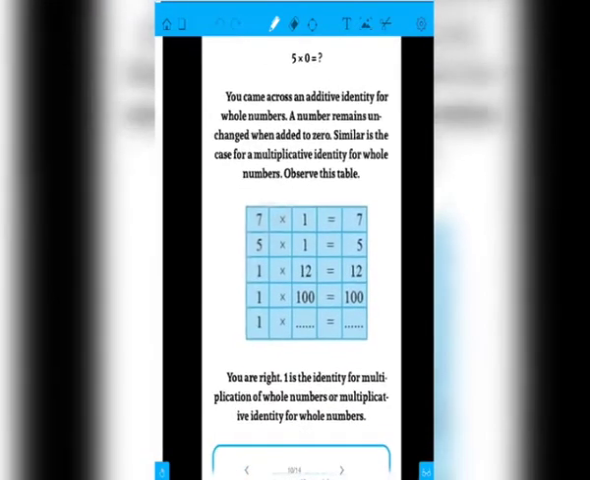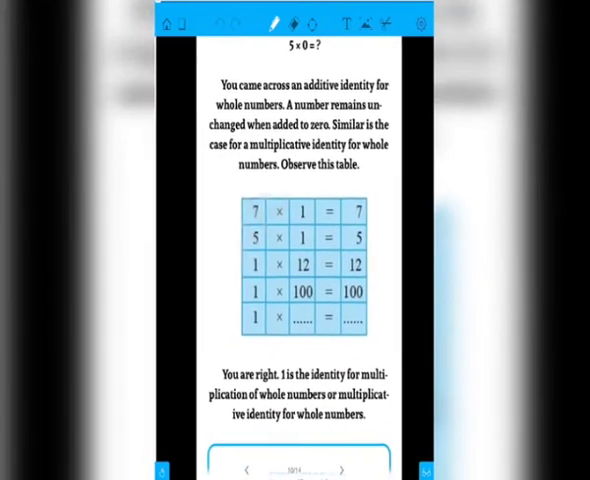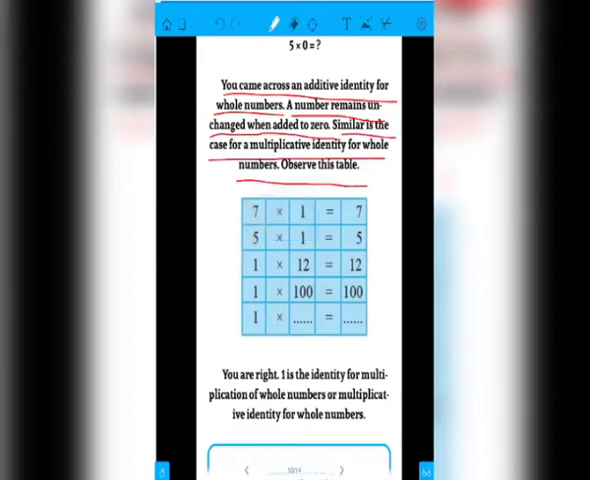Now you came across an additive identity. For whole numbers, a number remains unchanged when added to 0. Similarly is the case for multiplication, also observing this table. For example, if I write 7 multiplied by 1, you will say 7 itself. So 0 is applicable for additive identity and 1 is applicable for multiplicative identity.